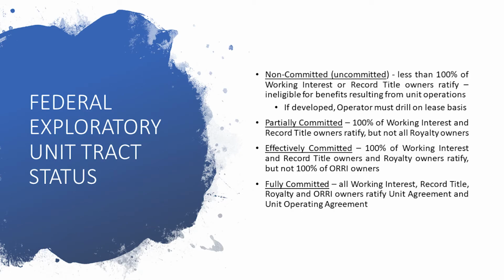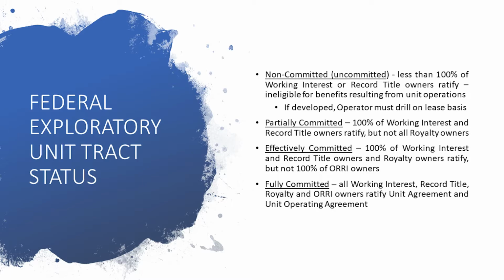So, federal exploratory unit tract status. There are 4 different types of tract statuses, and I won't read these verbatim. But at the end of the day, what you need to know is that to participate in the federal unit and reap the rewards, operators really need to get all the tracts either fully committed or effectively committed. Effectively meaning 100% of the working interest owners and record title owners, as well as the royalty owners, to be able to form a federal unit and have it operate under the terms of the federal unit agreement and the federal unit operating agreement.